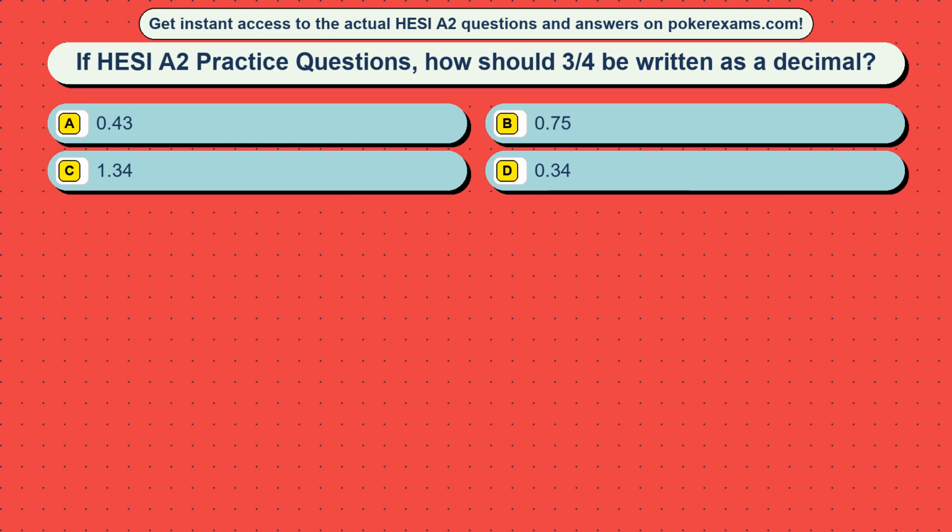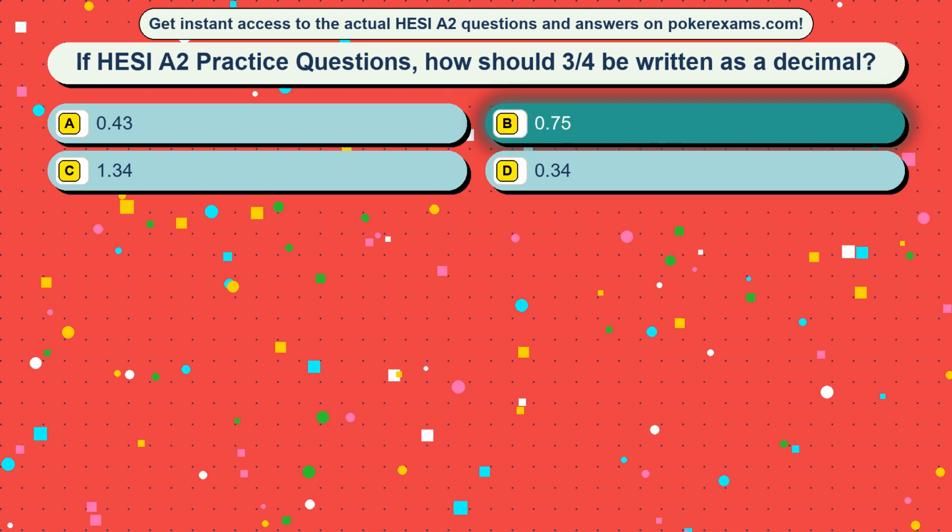Question 30. If HESI A2 Practice Questions, how should 3/4 be written as a decimal? Option A, 0.43. Option B, 0.75. Option C, 1.34. Option D, 0.34. The correct answer is option B, 0.75.